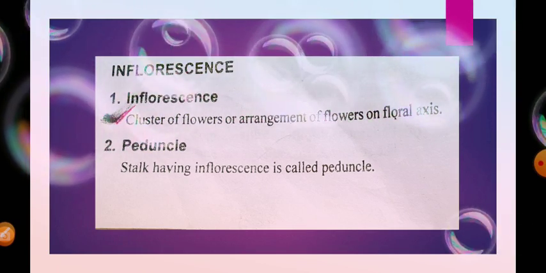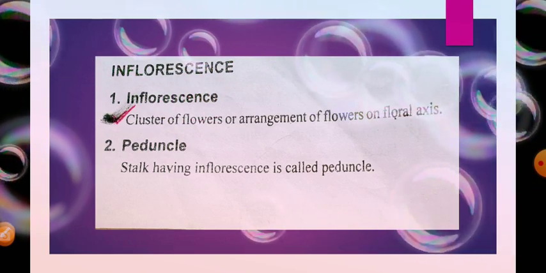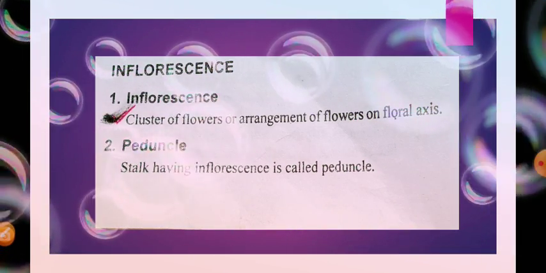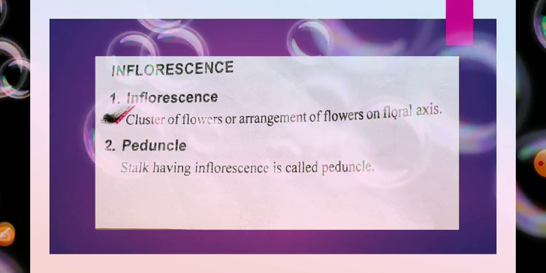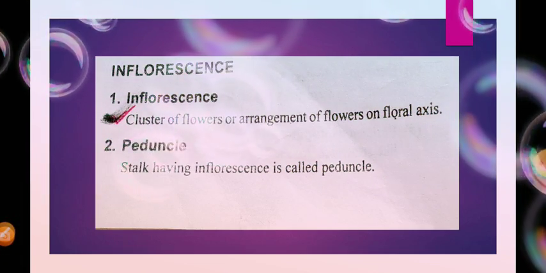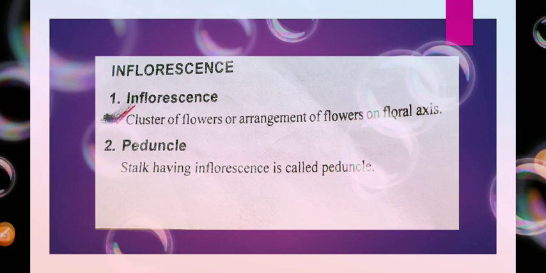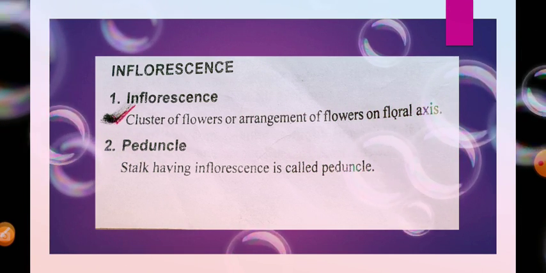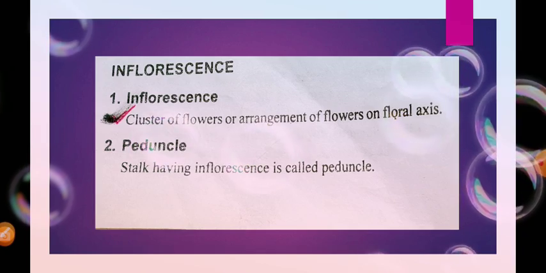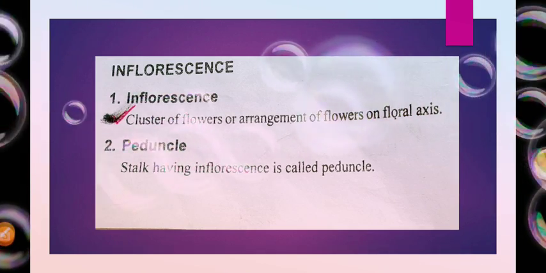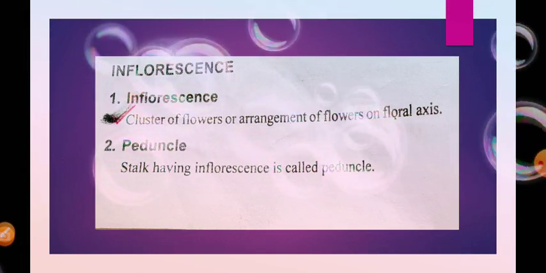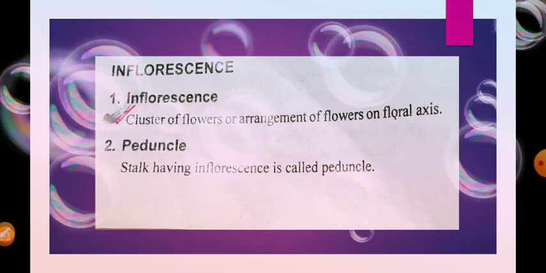In the previous video we learned what phyllotaxy is. Phyllotaxy means the arrangement of the leaves on the stem, but the arrangement of the flowers on the floral axis is known as the inflorescence. Then comes the peduncle. The stalk bearing the inflorescence is called the peduncle.